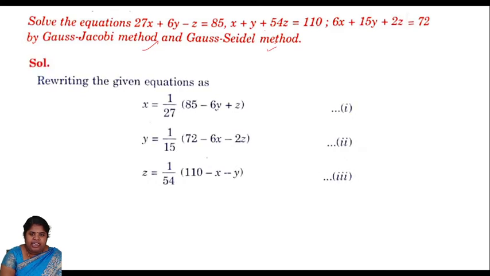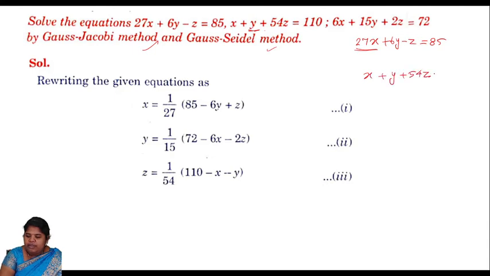So, we are rewriting these expressions, and here the equations are not diagonally dominant. The first expression is 27x plus 6y minus z. In the first expression, the first value is diagonally dominant. But in the second equation, the second value is not diagonally dominant. So, we are interchanging the equations. The second equation is written as the third equation.